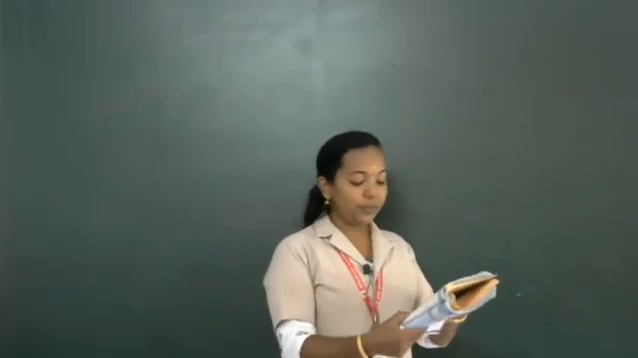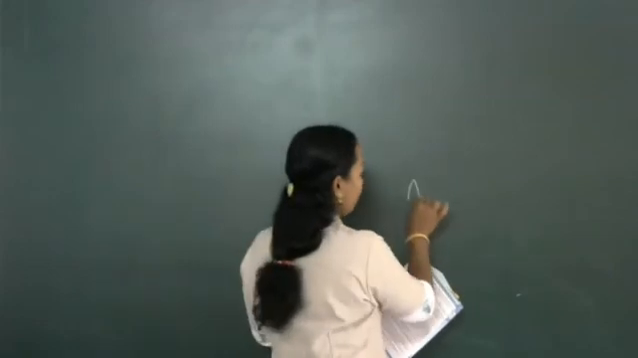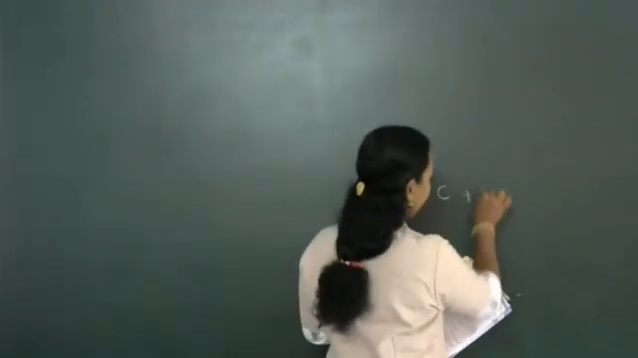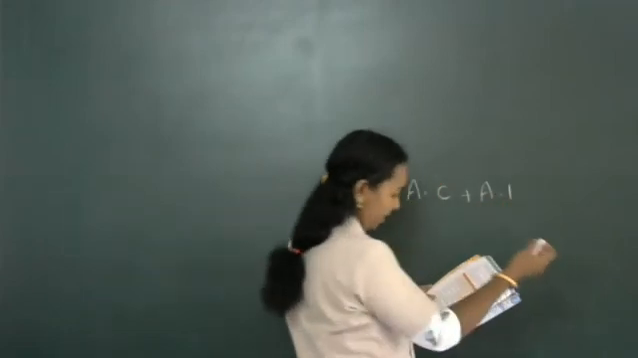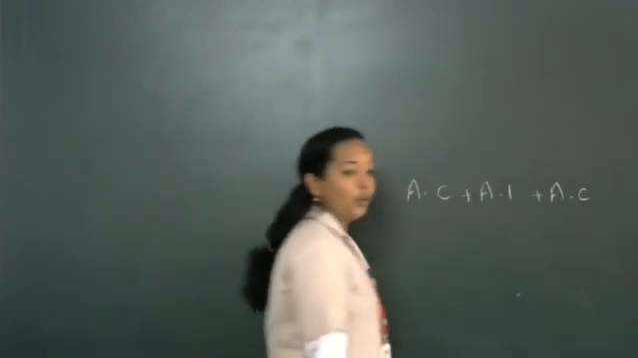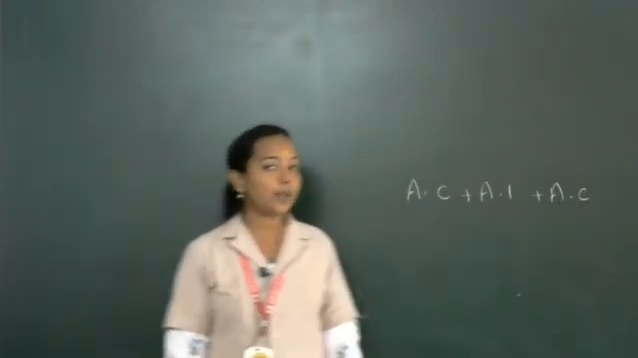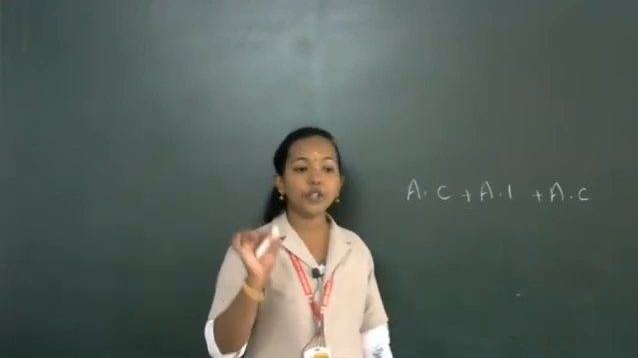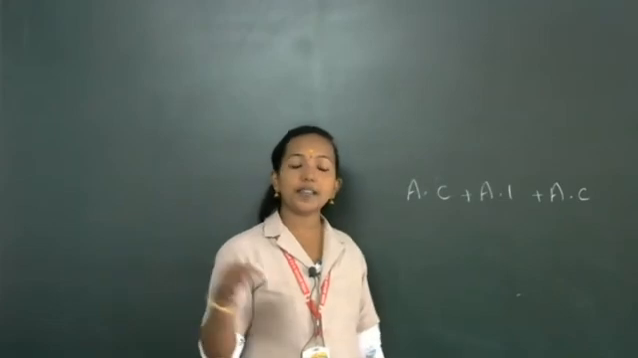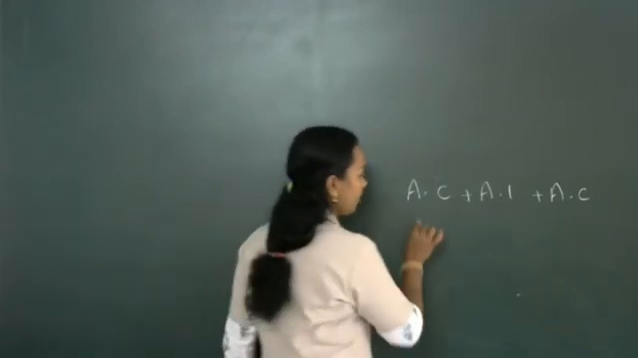Then another question is: find the dual of the following Boolean expression. A dot C plus A dot 1 plus A dot C. You want to find the dual of this Boolean expression. According to the principle of duality, each dot is converted into plus and each plus is converted into dot. Okay, so we can write like this.